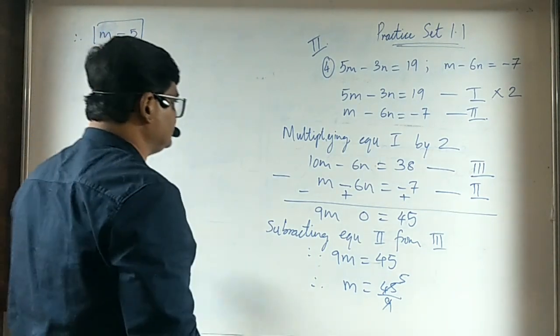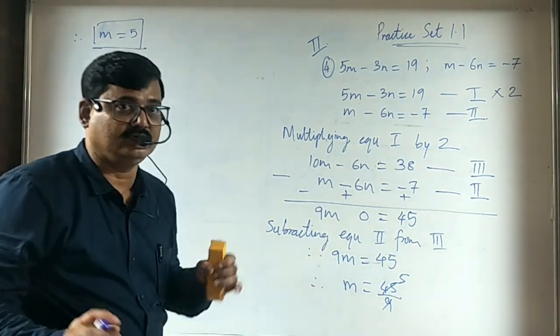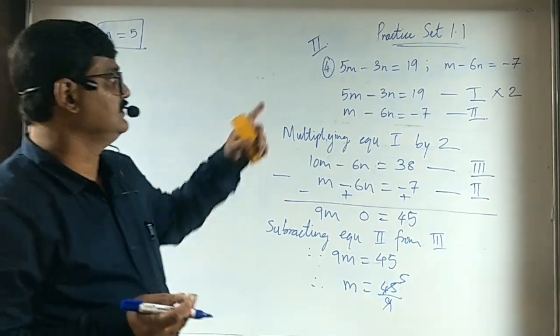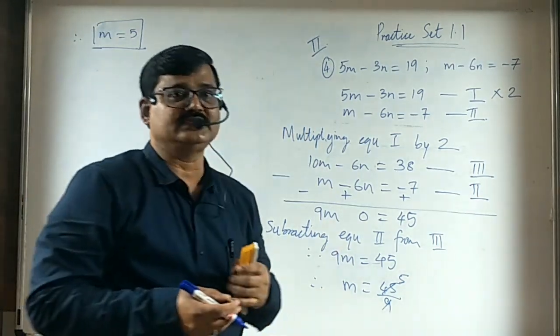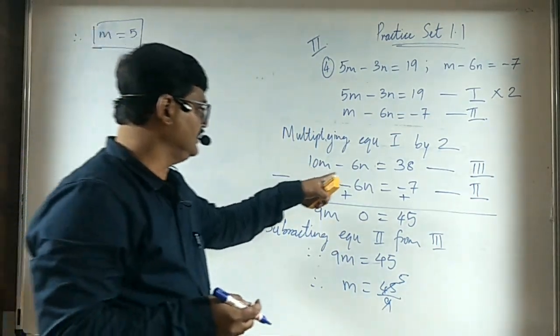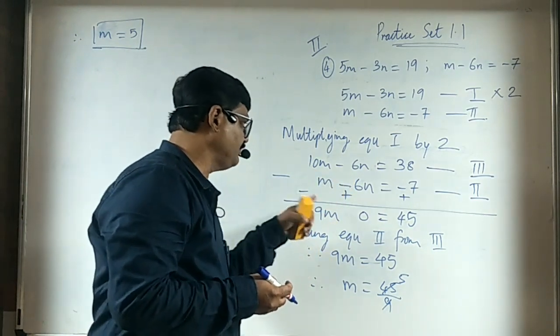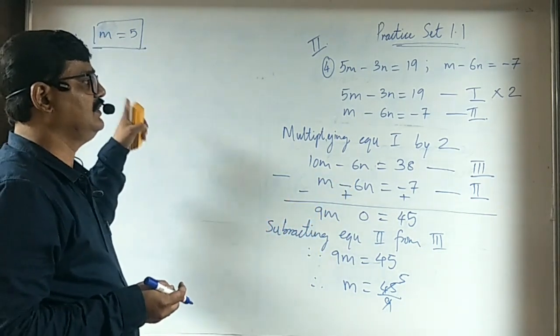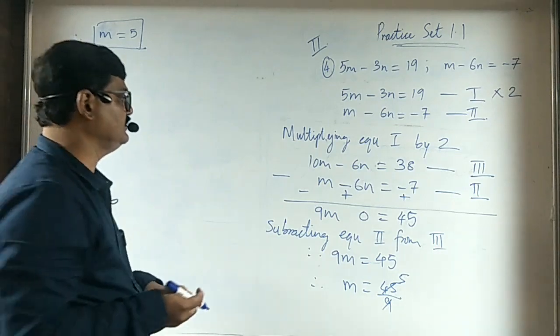The third step I told you is substitution. I told you that today, and also before. The first step is what? Equalization. That's what we did, the equalization. The second step we did the subtraction. And the third step is what? Substitution. Now what is the substitution has to be done?